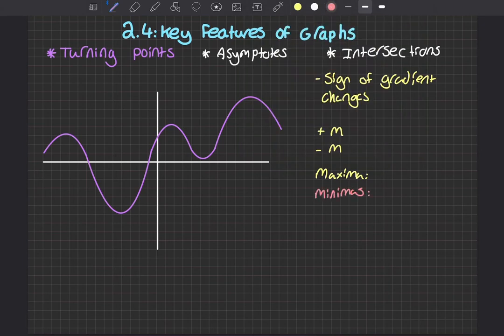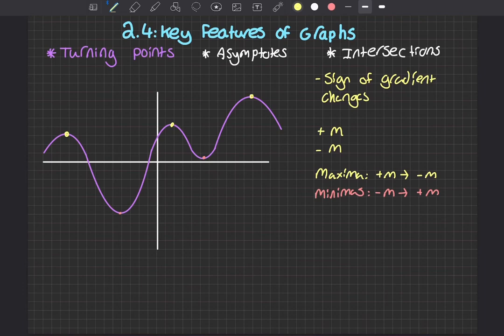And what does that mean? A maxima is when the gradient is first increasing and then starts decreasing. And a minima is the opposite. So the gradient is decreasing and then starts increasing. So here, gradient is increasing and then starts decreasing. So this is a maxima. Here, the gradient is decreasing and then starts increasing. So this is a minima. And then here we got a maxima, another minima, and a maxima.